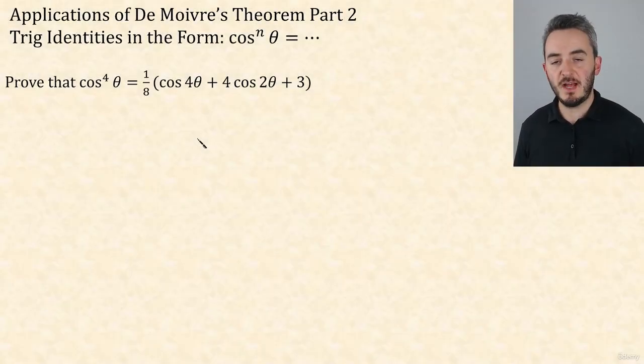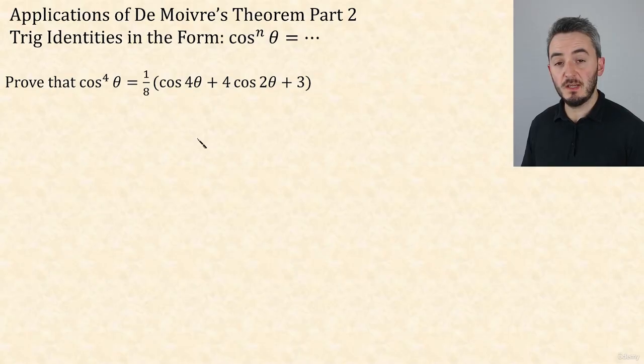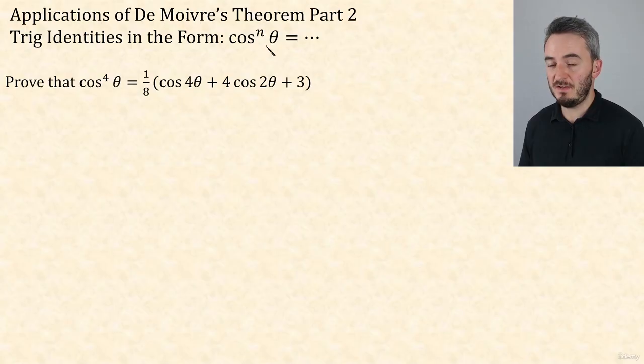In this video, we're going to look at a second great application of de Moivre's theorem. In particular, we're going to look at how to prove trig identities of the form cos to the n theta equals something and sine to the n theta equals something. Specifically, we're going to try to express things like cos to the 4 theta in terms of cos 4 theta, cos 2 theta, constants, that sort of thing.